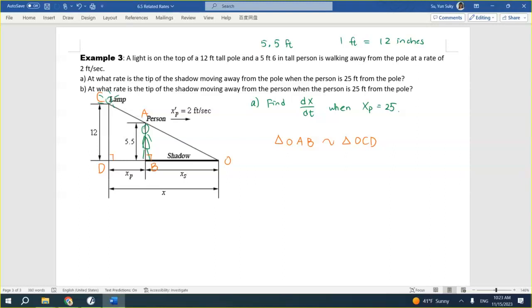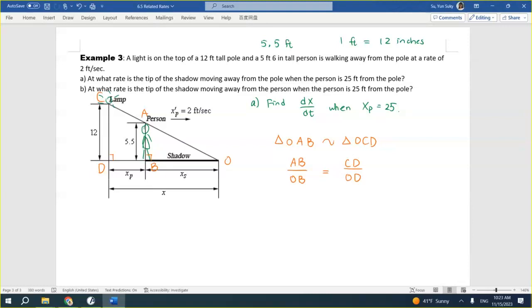Alright, so therefore we get AB over OB, the corresponding side with the same ratio. And then here, AB corresponds to CD. Yes. How about OB? It corresponds to what, Dylan? OD. Everybody okay with similar triangles?